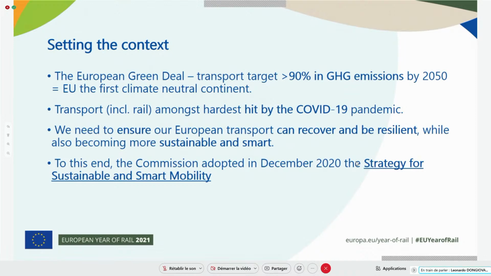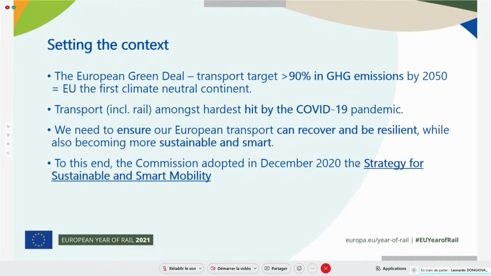As a consequence of the COVID-19 pandemic, which to some extent is still on, transport was one of the hardest hit by the effects of the pandemic, basically with reduced traffic. And rail in the transport context was also hit quite hard.